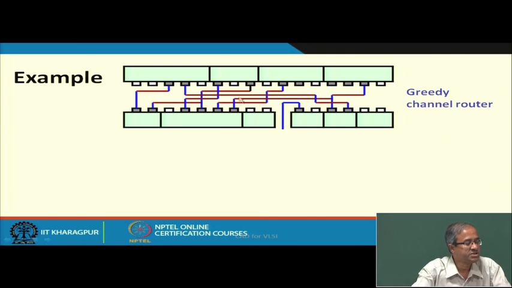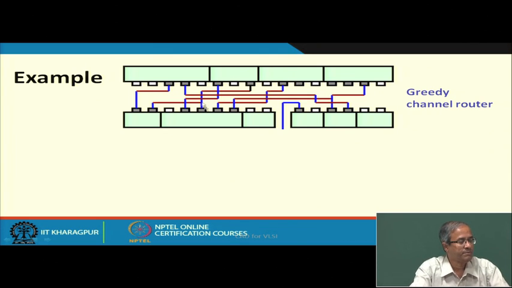Suppose this is one solution. Here you can see which nets are connected to which nets. This solution was obtained by a greedy channel router. You can see how many tracks you require: 1, 2, 3, 4. There are 4 tracks you require, but of course, there is a mistake here, this will be a brown connection. The horizontal one will be brown, not blue.